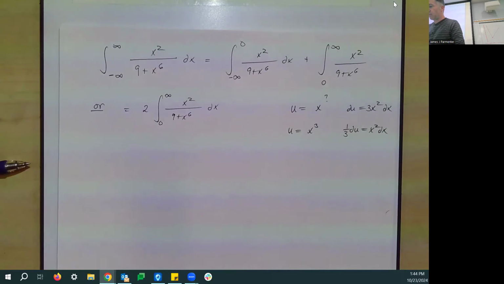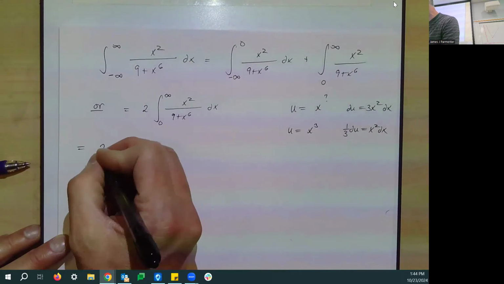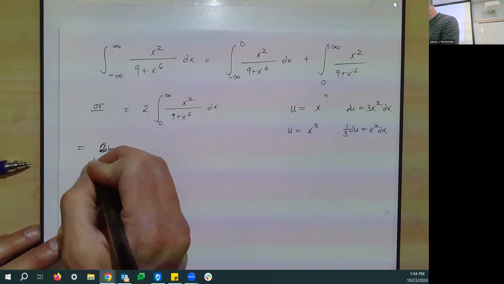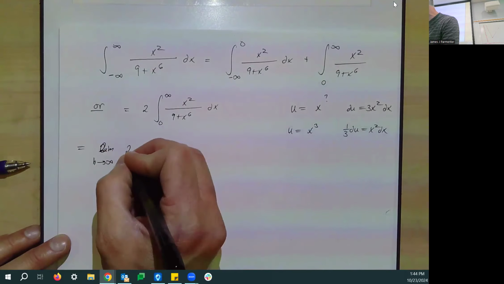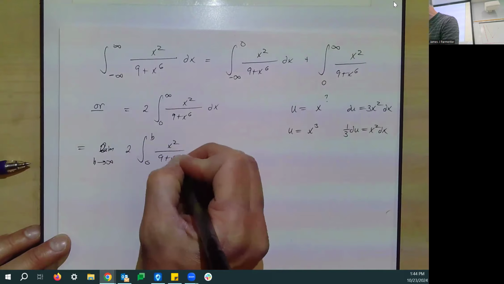Again, I should point out a few things here. I've broken my own rules. I didn't write the limit first. Oh my God. Let's fix this. So this should be the limit as b approaches infinity of 2 times the integral from 0 to b of x squared over 9 plus x to the 6th dx.